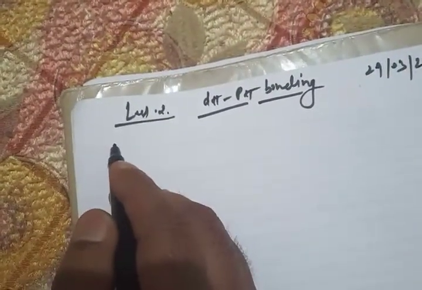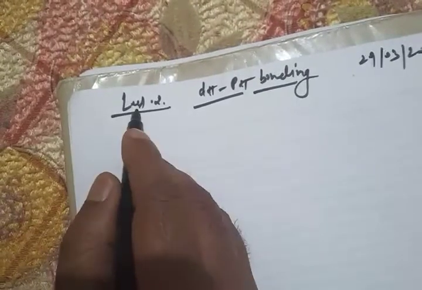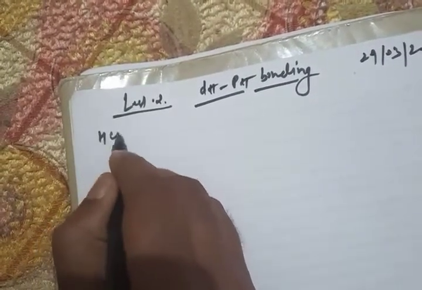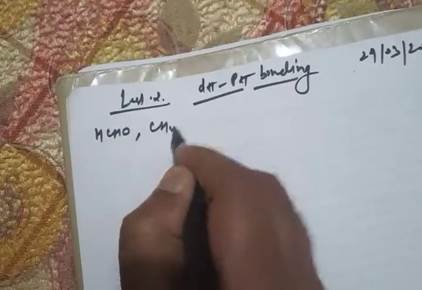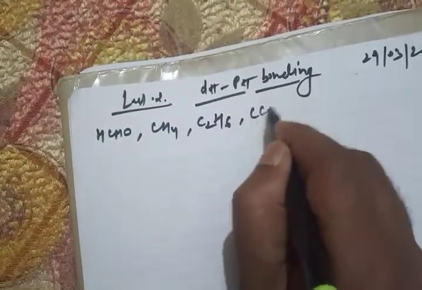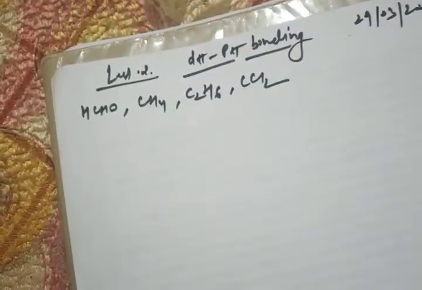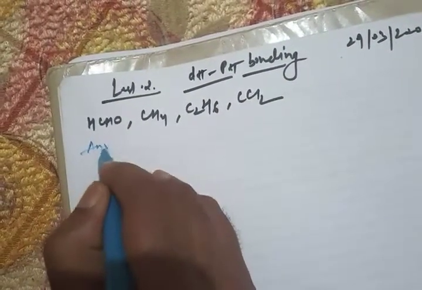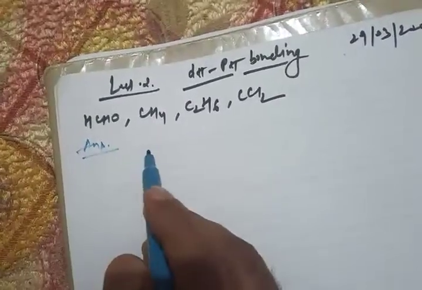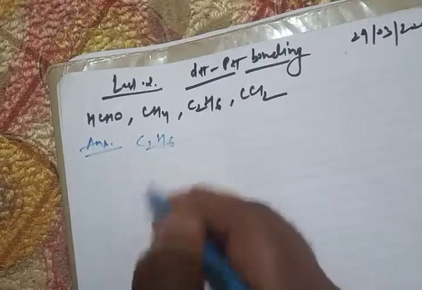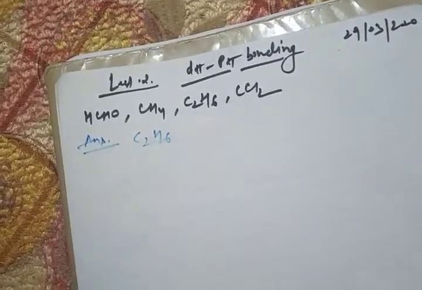So before going to start, I'll just discuss the question which I asked in the lecture number 1 of carbon family: out of HCHO, CH4, C2H6 and CCl2, which one will show the catenation property? So I hope most of you are able to answer this question. Answer is C2H6.